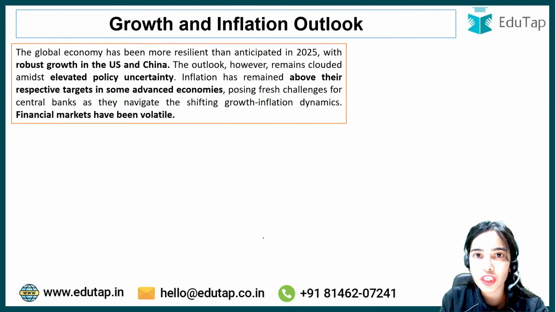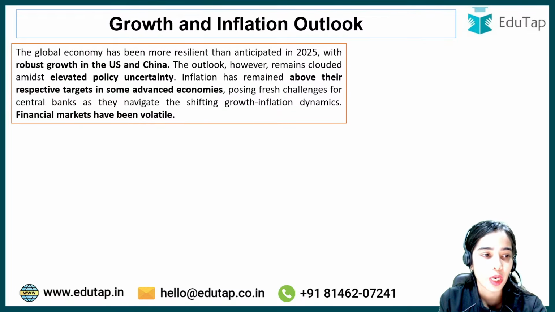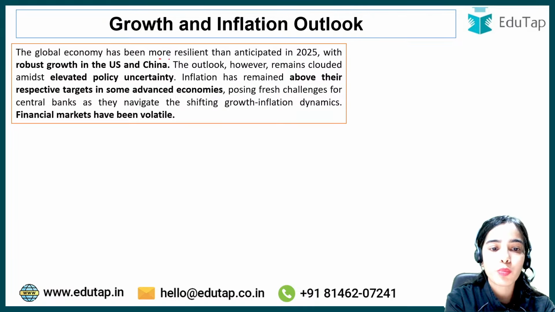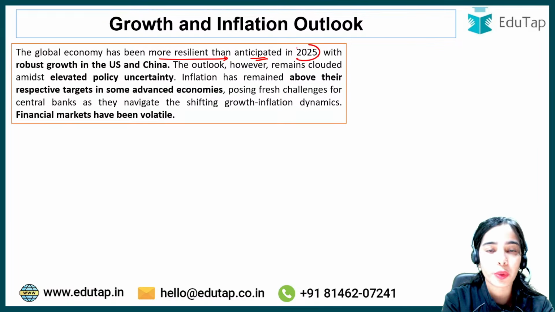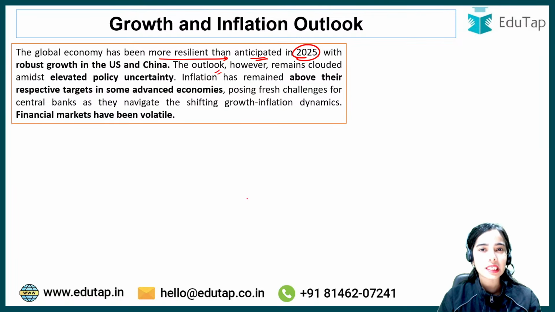Now growth and inflation outlook. We have discussed the percentages for repo rate, MSF, SDF. Now coming to the growth and inflation outlook. The global economy has been more resilient than anticipated in 2025 with robust growth in the US and China. The outlook, however, remains clouded because of policy uncertainty, because of the tariff regime of the US, or we can say there are a lot of policy uncertainties at the global level.